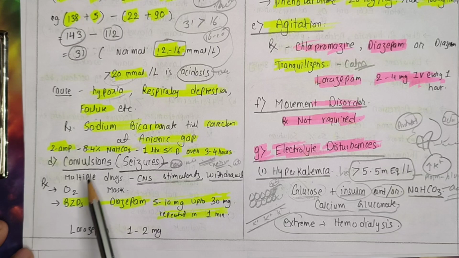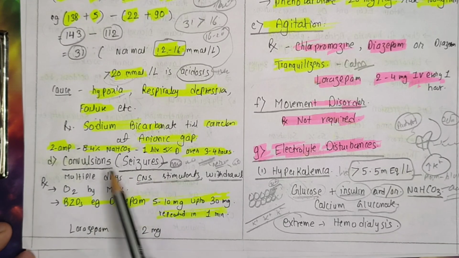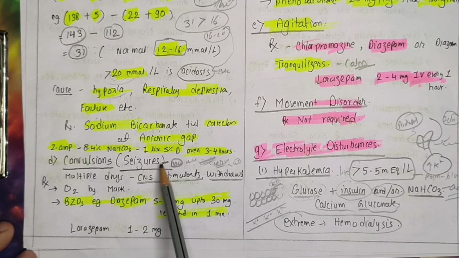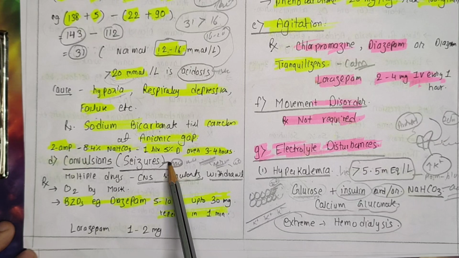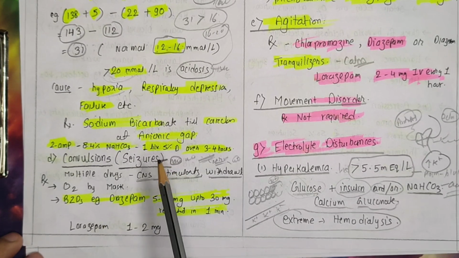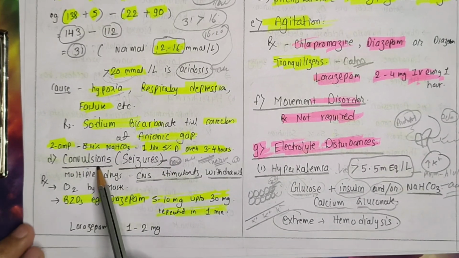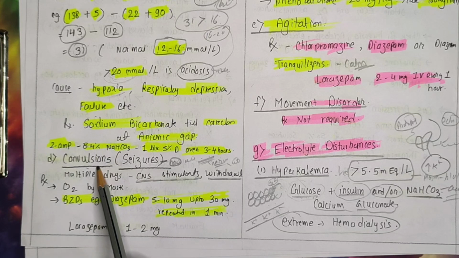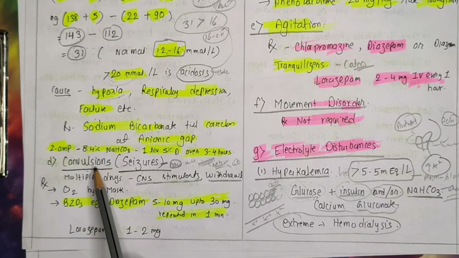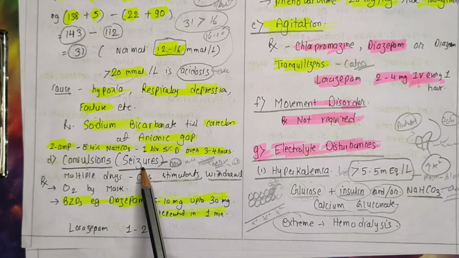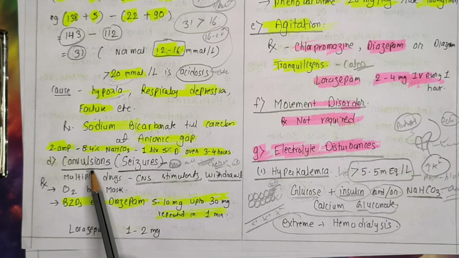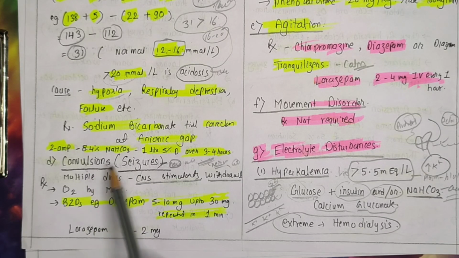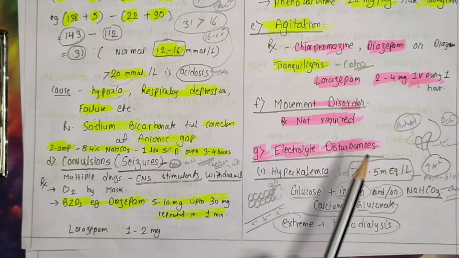Then our fourth condition is convulsion. There is a basic difference between convulsion and seizure. Seizure is abnormal electrical activity in our brain system. However, convulsion is the uncontrolled jerky movement of our skeletal muscles. That is an outcome of seizure. So seizure may or may not be associated with convulsion, but convulsion is a result of seizure. That we have to understand here.